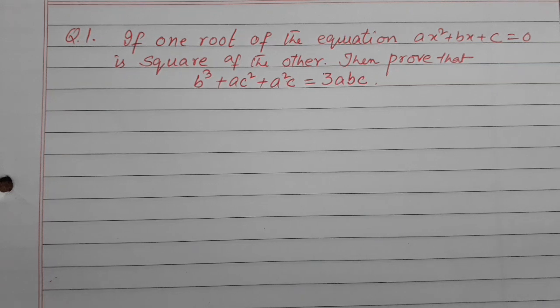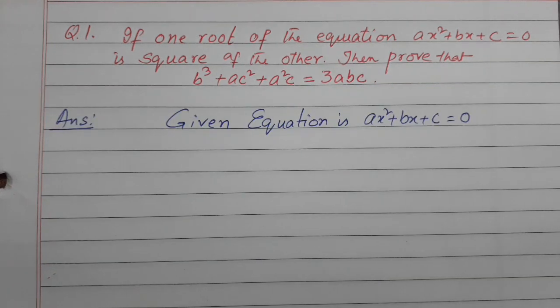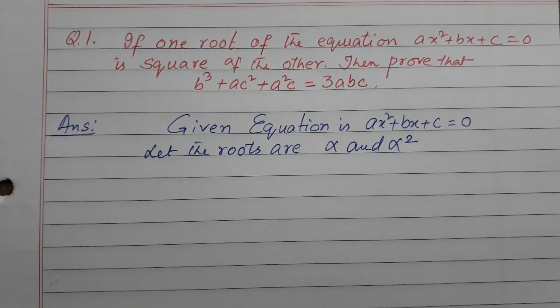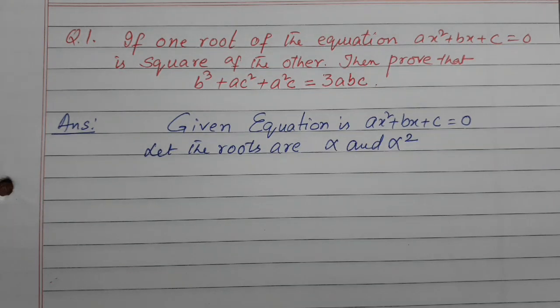So our first question is, if one root of the equation ax square plus bx plus c equals to 0 is square of the other, then prove that b cube plus ac square plus a square c equals to 3abc. So the given equation is ax square plus bx plus c equals to 0, and the roots we can assume are alpha and alpha square, since it is given that one root is square of the other root.